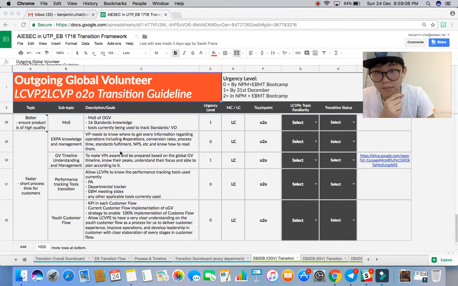Okay, and then the second part, GV timeline understanding and also management. To make sure that VPs are aware and prepared based on the global GV timeline, know their peaks and understand their focus, and are able to plan according to it. Okay, it's also very, very important.